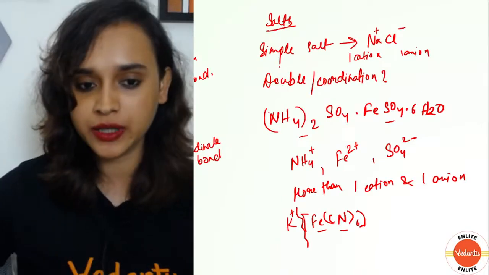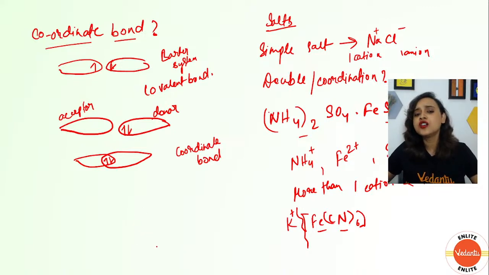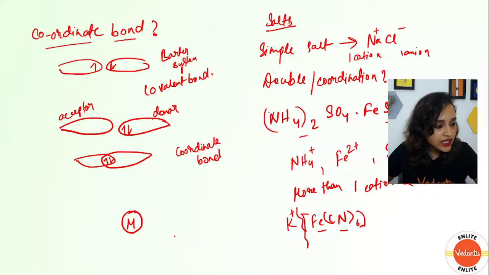Now, let's try to understand how exactly the coordination bond looks. Let me explain this here. In any coordinate compound, you will find two to three mandatory things. Firstly, you will have a central metal atom.